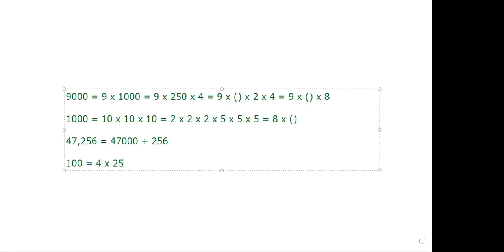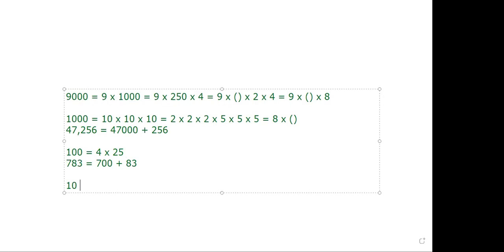So if you are looking at the divisibility rule for 4, you need to check the last 2 digits. So if you have 783, it is 700 plus 83. And well, 700 has to be divisible by 4. Now, if 83 is divisible by 4, the whole thing will be. If 83 is not, then the whole thing won't. And exactly the same way you can now get to just this.